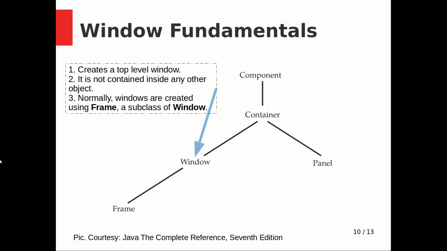Then we have a special class called window. Window is still an abstract class, and it actually creates a top level window. It is not contained inside any other object, and normally windows are created using frame, a subclass of window. So the frame child class will implement the methods of window to make it possible that Java programs or Java applications will run inside a window.